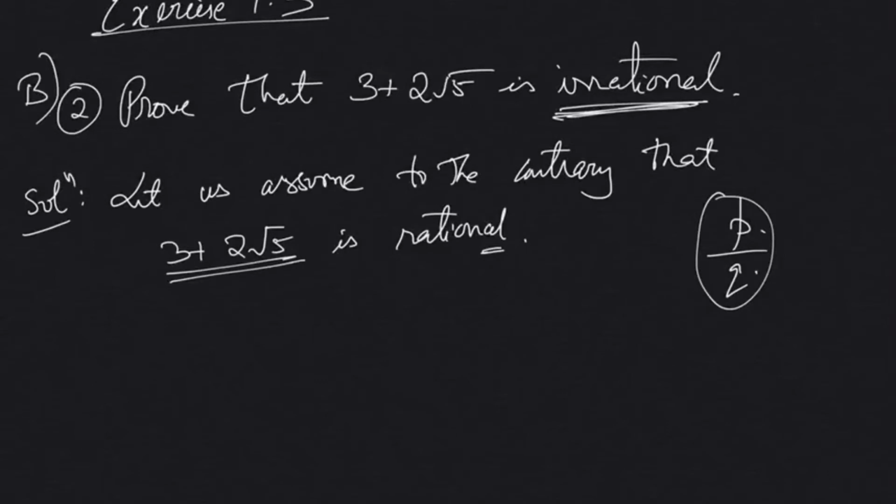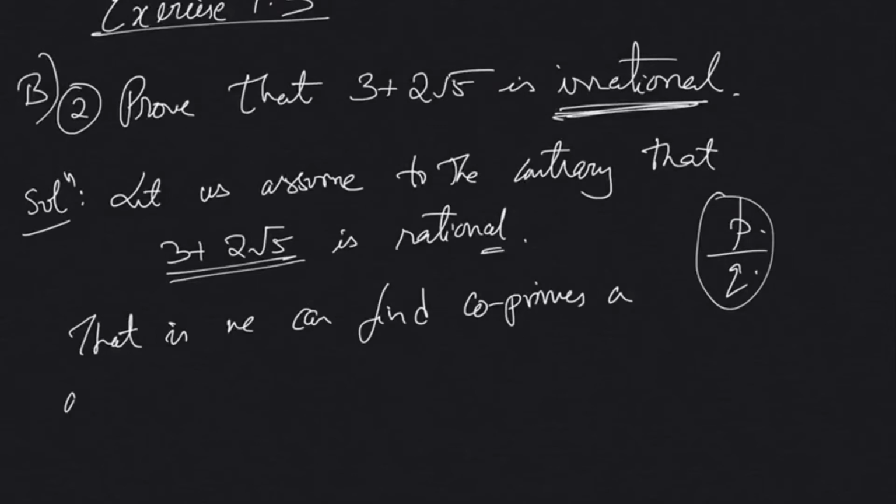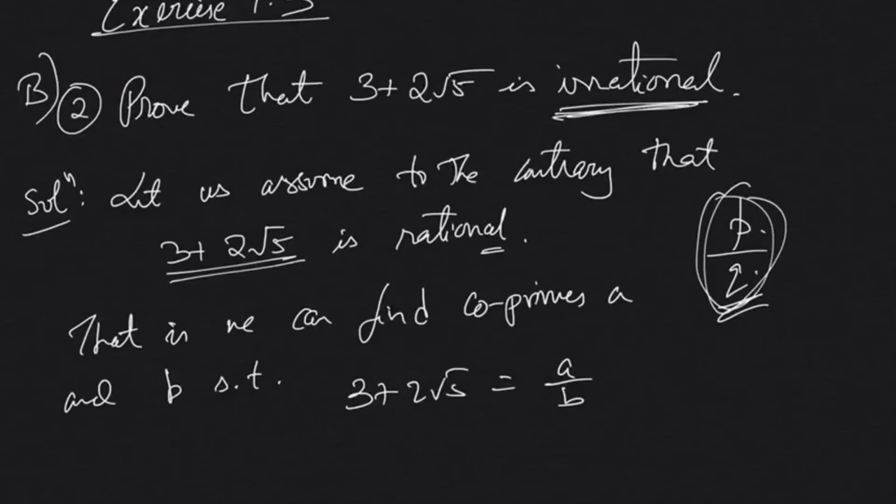In the form of p by q we should be able to represent it. That means p and q should be co-primes. That is, we can find co-primes a and b such that 3 plus 2 root 5 can be written as a by b. What are rational numbers? Any numbers which can be written in the form of p by q.